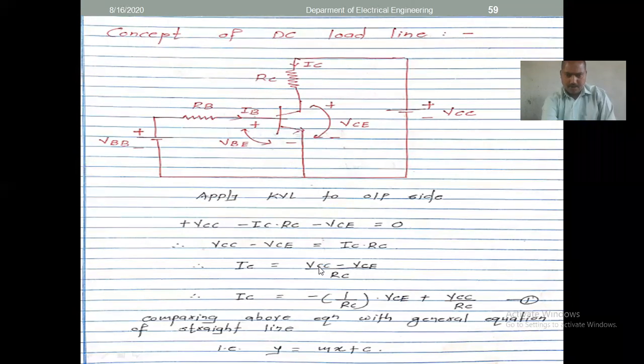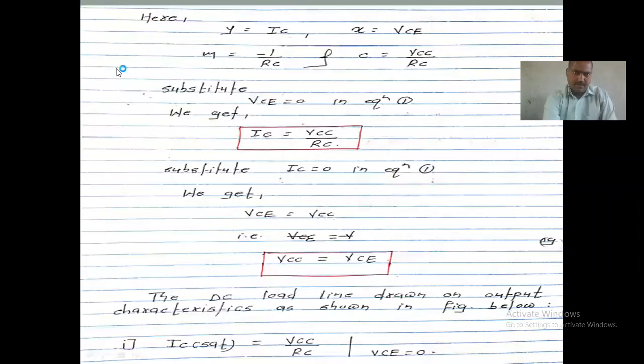Now, this is a positive term, so plus VCC divided by RC. This is the equation for this configuration. We have seen here how this equation is formed. It is of the form y equals mx plus c.